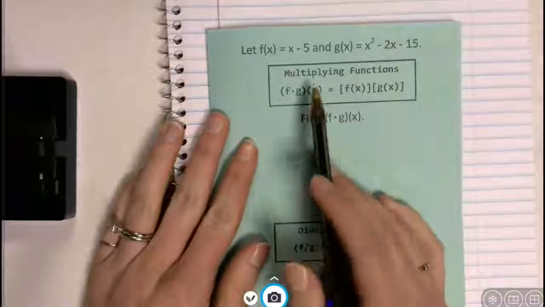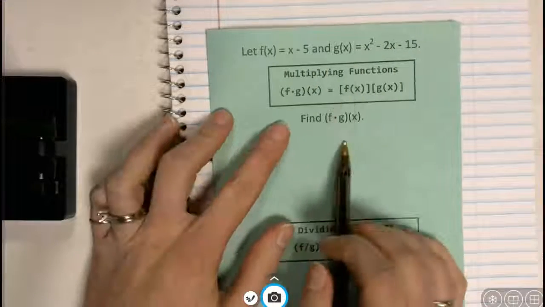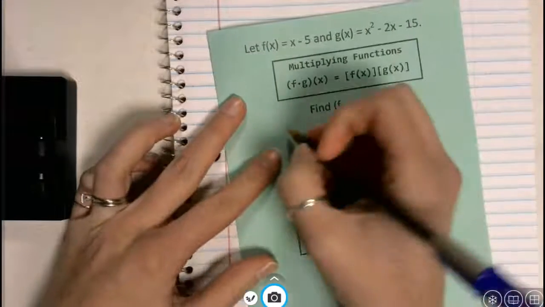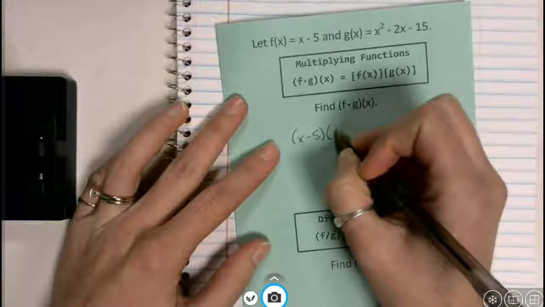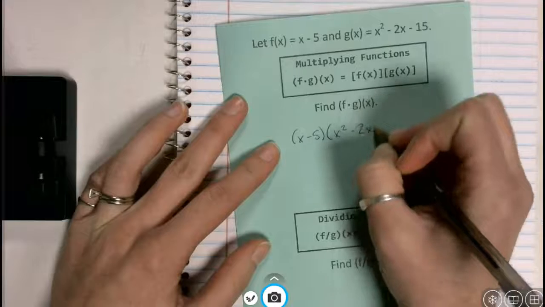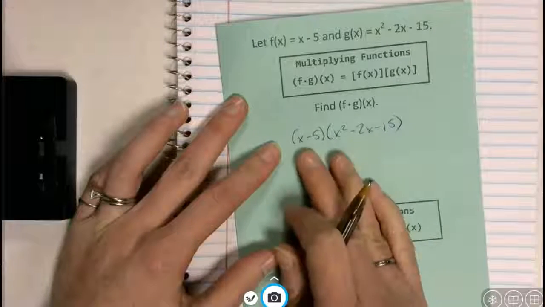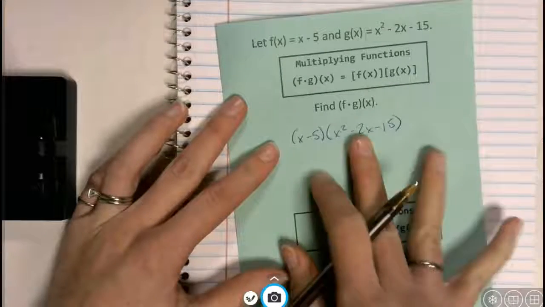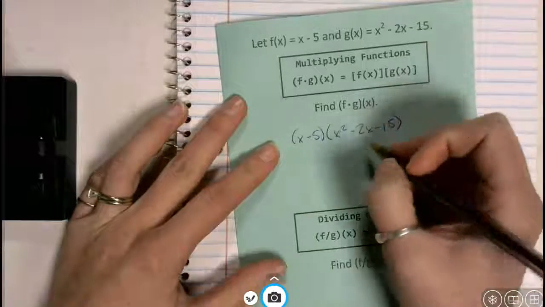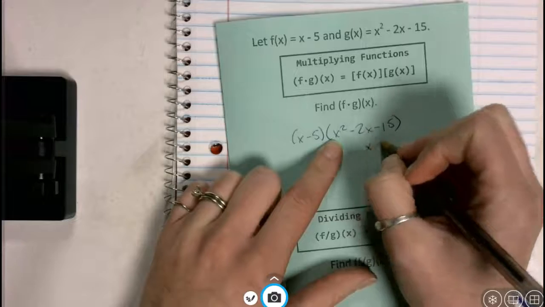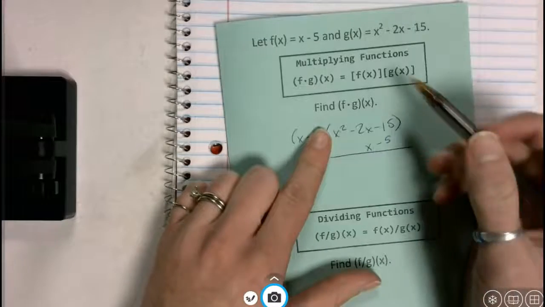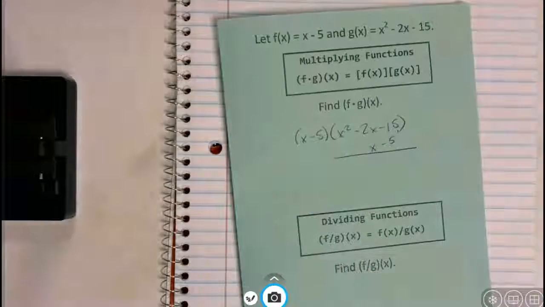So here I have these same functions that we're working with. Go ahead and multiply these functions. Well, we're going to multiply them just like we've multiplied any other polynomial. Okay, so you can multiply going across, or I personally like to multiply going up and down. So I'm going to leave this second one here, and I'm going to multiply it by x minus 5. So then I can go ahead and do this multiplication.